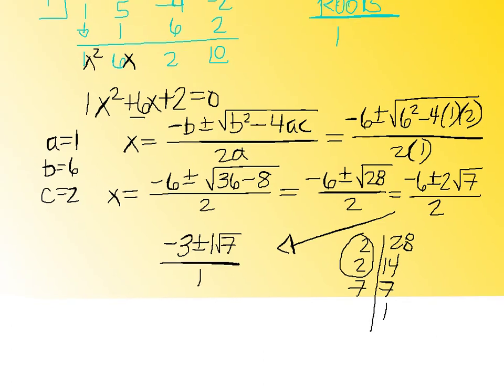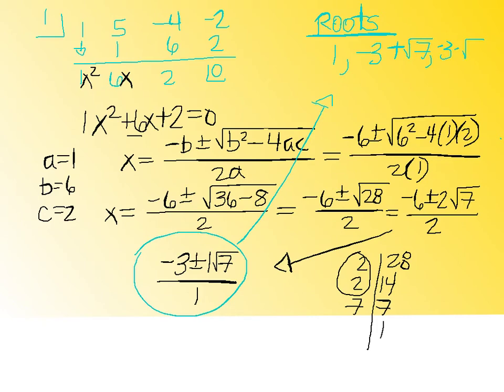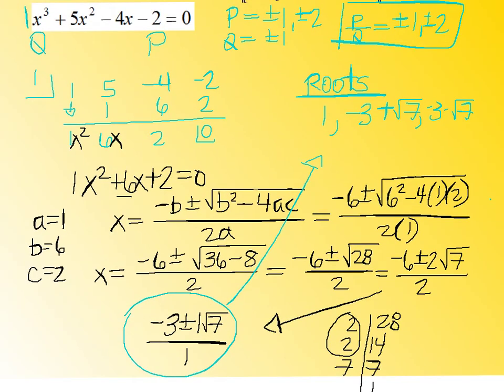So my final answers, going back to my roots, I'm going to take this and bring it up to where my roots are. So one of my roots was 1. Another root is negative 3 plus the square root of 7. And the last one is negative 3 minus the square root of 7. So these are my 3 roots. This definitely was a harder problem. I knew I was going to have 3 roots because my degree right here was 3.